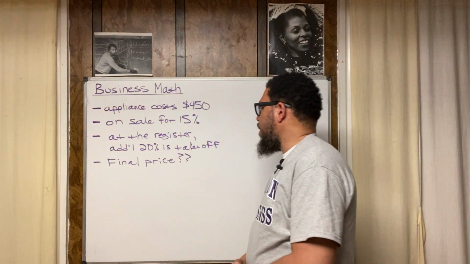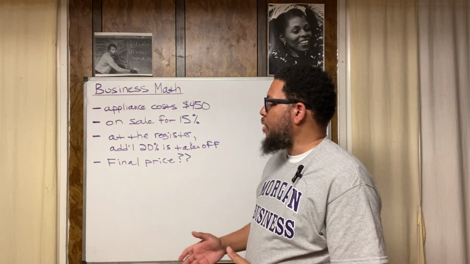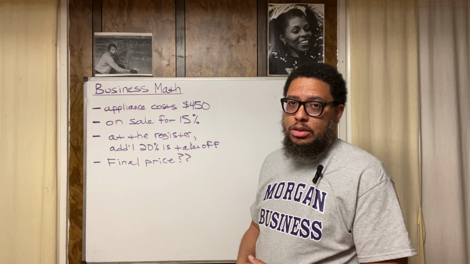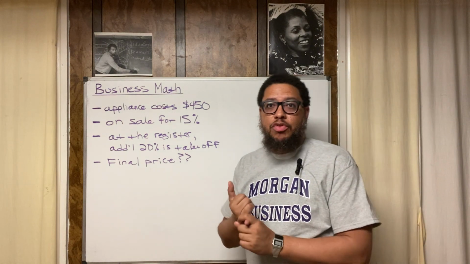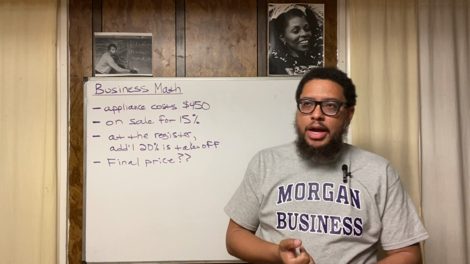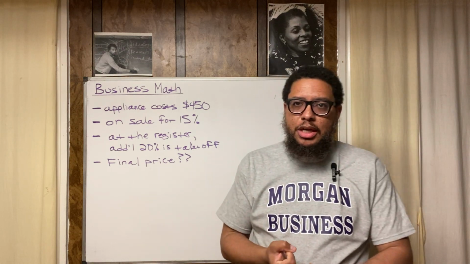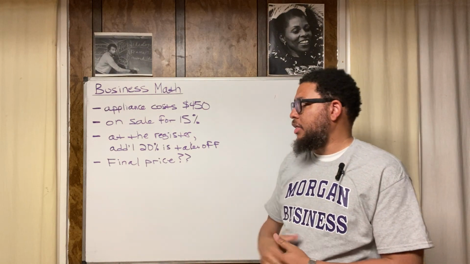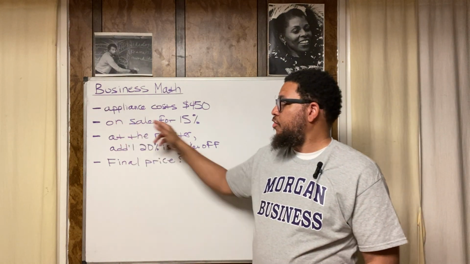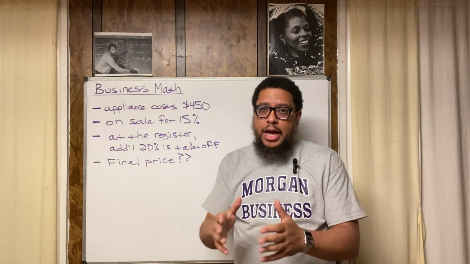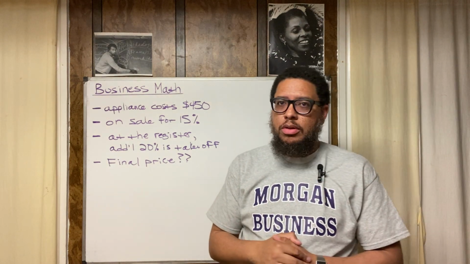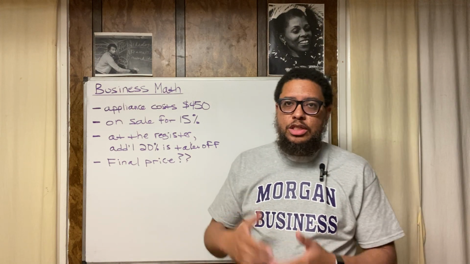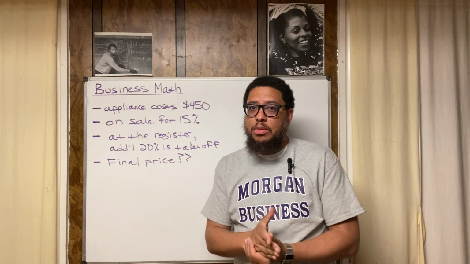All right. So look, we got a problem up here where we're dealing with some type of major appliance. Could be a refrigerator, an oven, a washing machine, a dryer unit. It costs $450, and it's on sale for 15%. So on the tag, you see 15% off on the showroom floor model. It's $450 regular price, but it's 15% off.